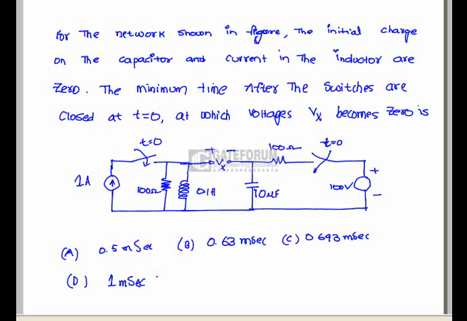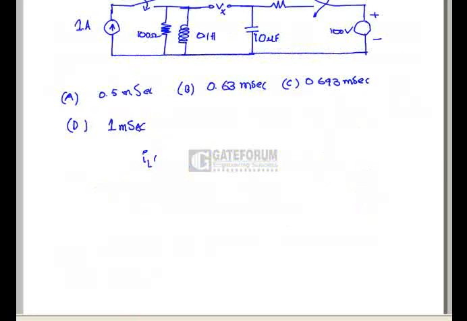Question is for the network shown in the figure, the initial charge on the capacitor and the current in the inductor are 0. The minimum time after the switches are closed at t equals 0, at which voltage Vx becomes 0. Here the given data is IL of 0 equals 0, Vc of 0 equals 0. Here Vx equals VL minus Vc.